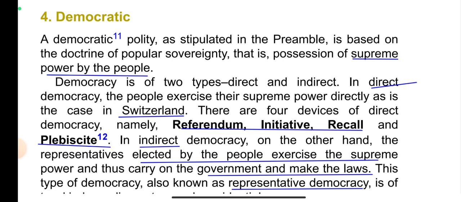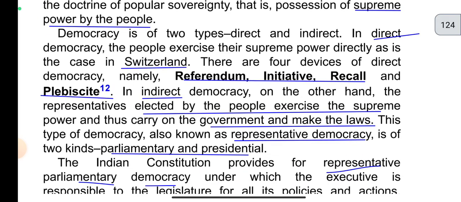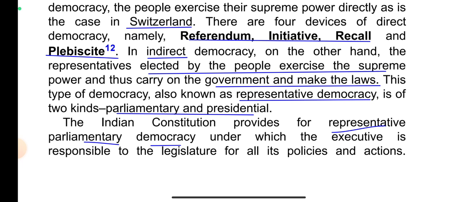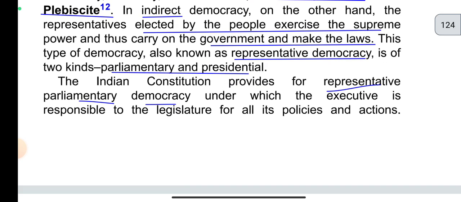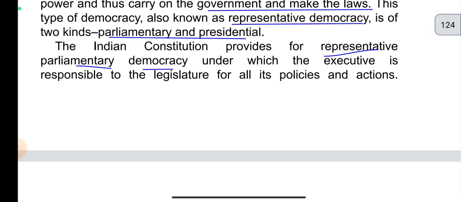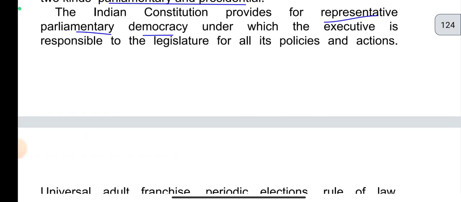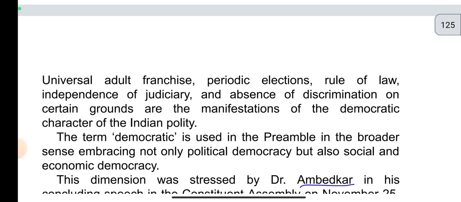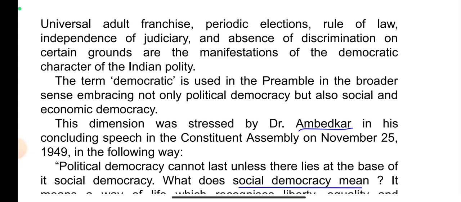In indirect democracy, on the other hand, the representatives elected by the people exercise the supreme power and thus carry on the government and make the laws. This type of democracy, also known as representative democracy, is of two kinds, parliamentary and presidential. The Indian Constitution provides for representative parliamentary democracy, under which the executive is responsible to the legislature for all its policies and actions. Universal adult franchise, periodic elections, rule of law, independence of judiciary, and absence of discrimination on certain grounds are the manifestations of the democratic character of the Indian polity.